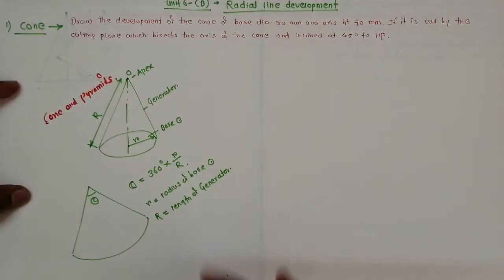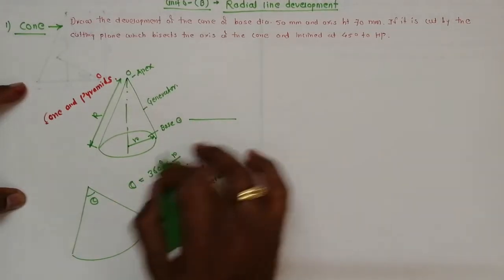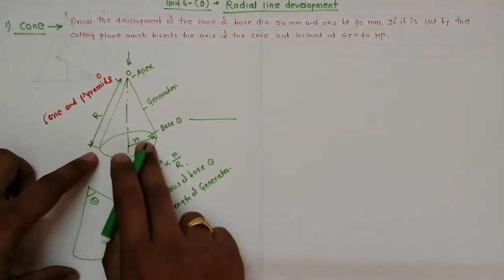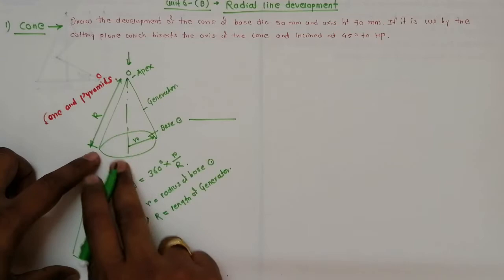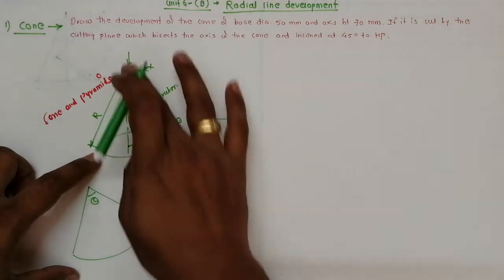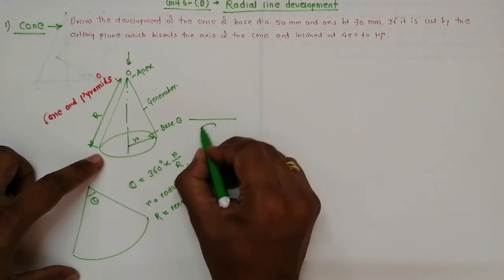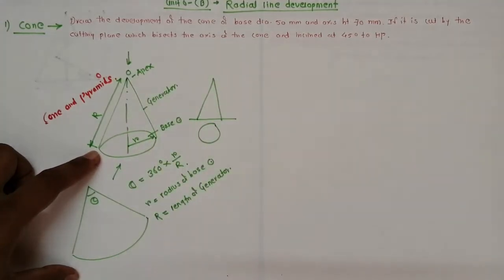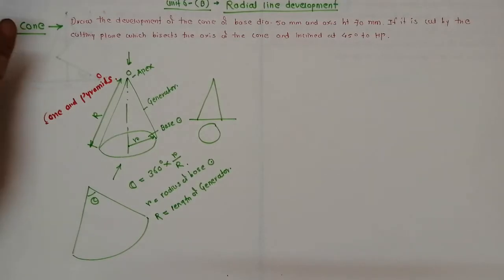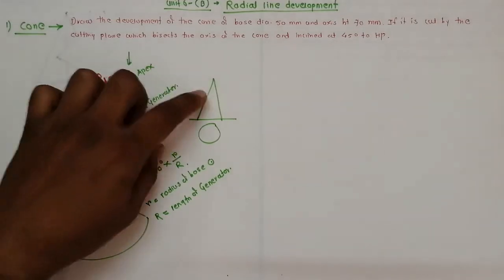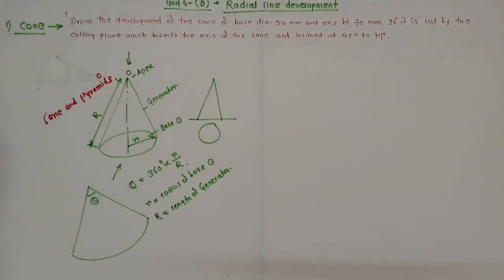Another thing is, while drawing the front view and top view, we always draw the top view first, because in the top view the true shape of that particular solid is visible. Since this is a cone, in the top view the true shape of the cone is a circle. And the front view of this cone is a triangle, so you have to remember that. In the case of cylinders and prisms, the front view is a rectangle, but in the case of cones and pyramids, the front view is a triangle.